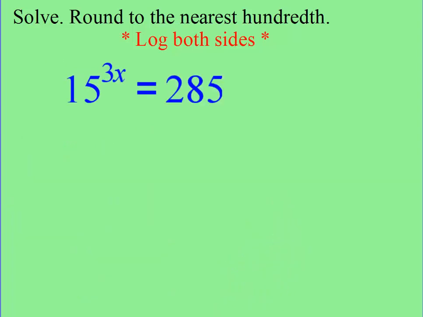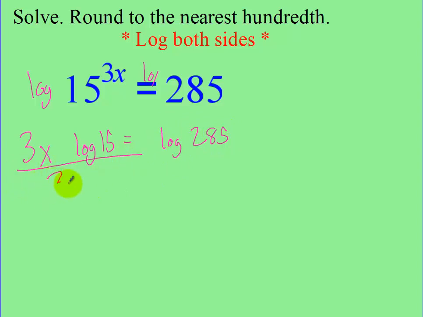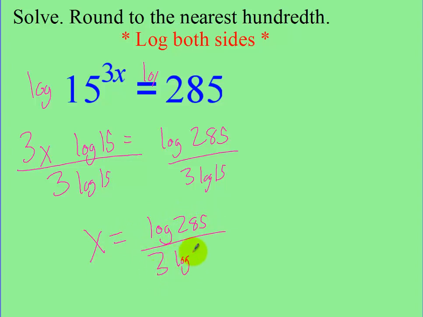So same thing, we want to evaluate as well. This is not the same base here. So I can log both sides. So what you're going to get, and I can take that 3x to the outside, so 3x times log of 15 equals log of 285. And if you want to isolate the x, divide both sides by 3 log of 15. What you get, x equals log of 285 over 3 times log of 15.